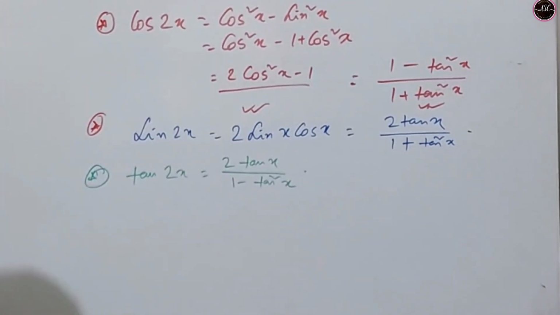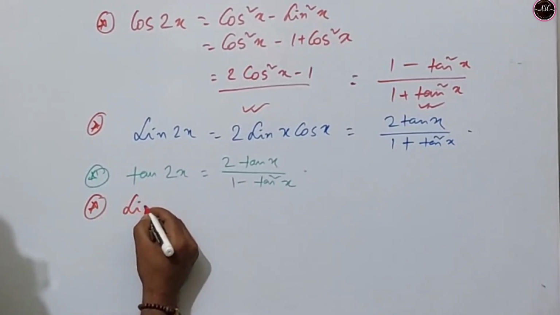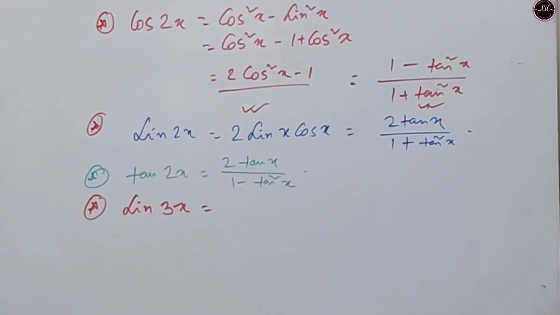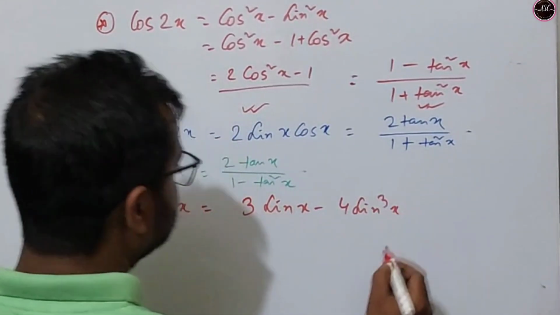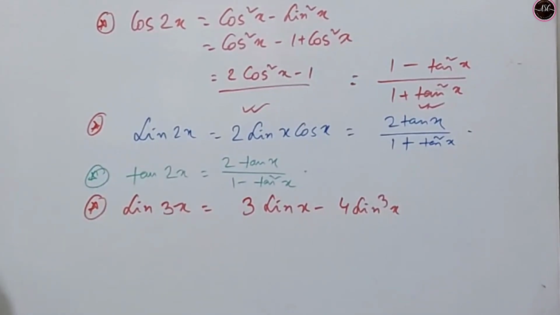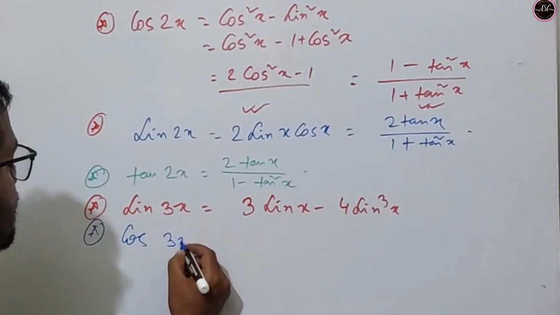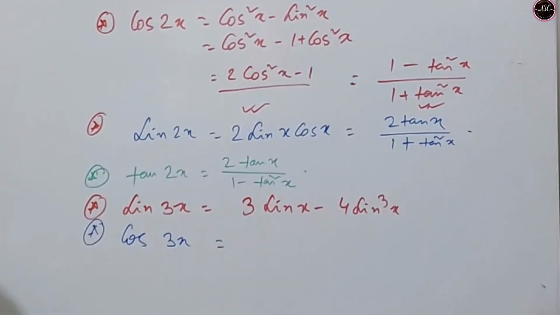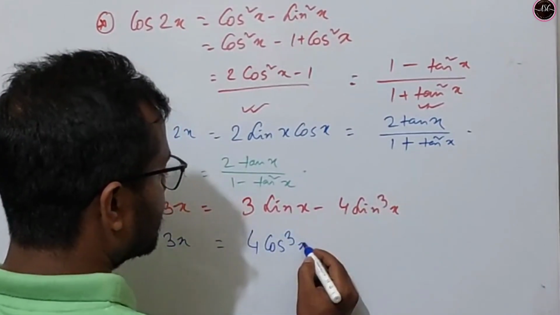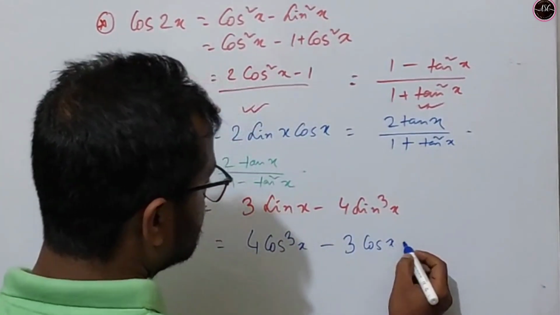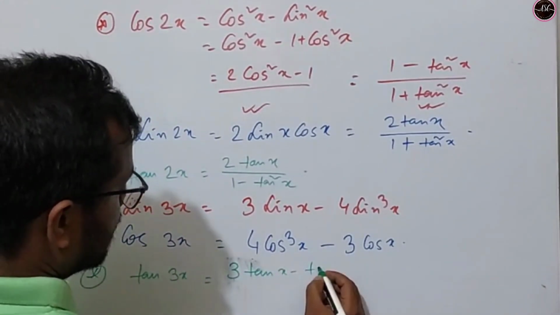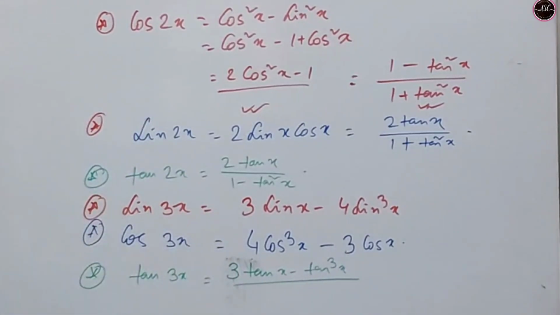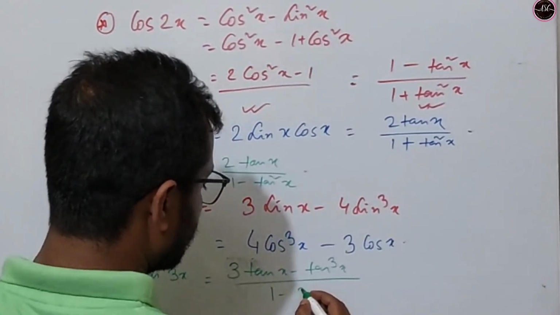Now we are going to learn about sin and cos of 3x. Sin 3x equals 3 sin x minus 4 sin cube x. Now cos 3x equals 4 cos cube x minus 3 cos x. And tan 3x equals 3 tan x minus tan cube x divided by 1 minus 3 tan square x.